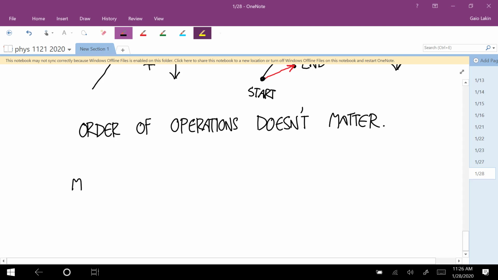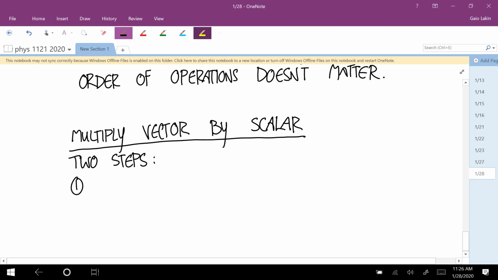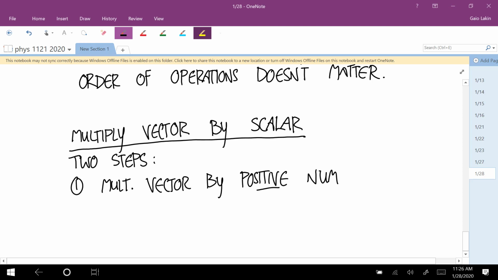Okay, so now what about multiplying a vector by a scalar? Well, multiplying a vector by any number, you can do it in two steps. So we're going to think of first what it means to multiply a vector by a positive number. And then after that, we're going to think about what it means to multiply a vector by -1. And with those two steps, you can multiply by any positive number, any negative number.